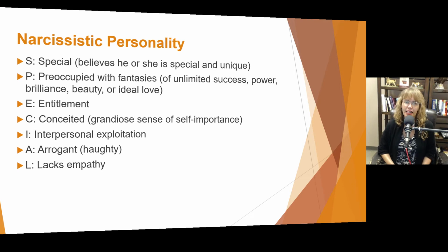Narcissistic personality is characterized by the mnemonic special. They believe they're special. They tend to be preoccupied with fantasies of unlimited success, power, or ideal love. They experience a sense of entitlement. They can be conceited, engage in interpersonal exploitation. They're arrogant and lack empathy.